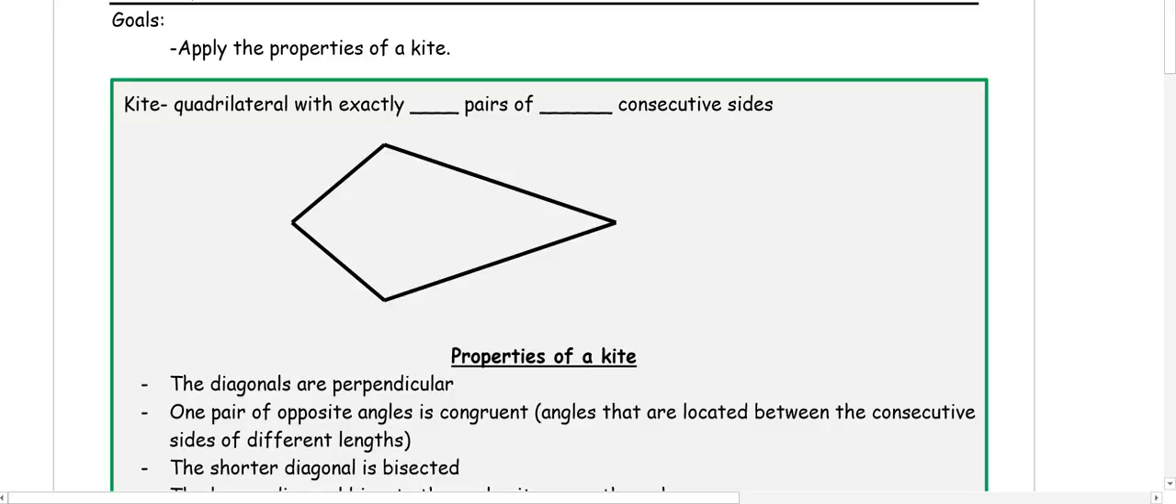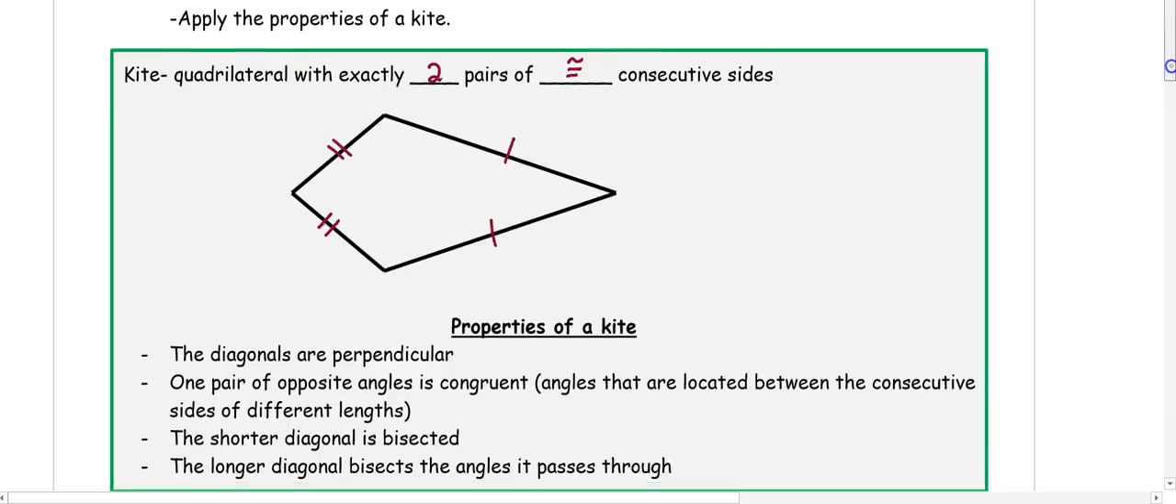This video is about applying the properties of kites. So remember that a kite is a quadrilateral, which is a four-sided figure with exactly two pairs of consecutive congruent sides. So in a kite, we have two sets of sides that are congruent that are going to be next to each other. That's one property of a kite.